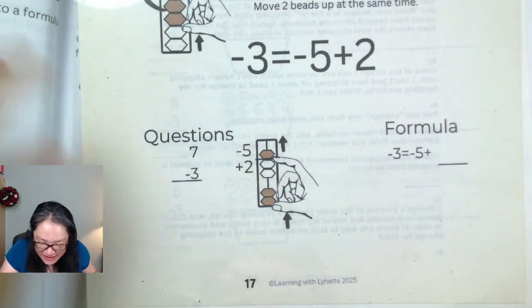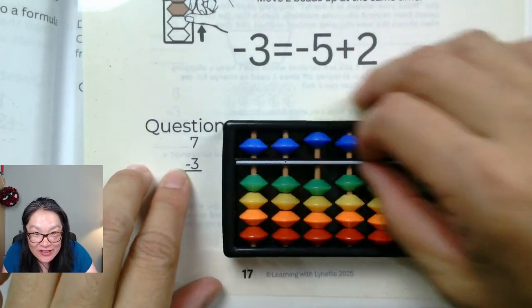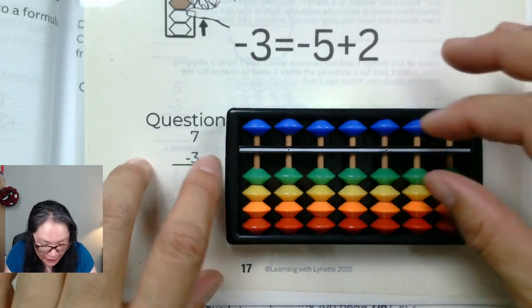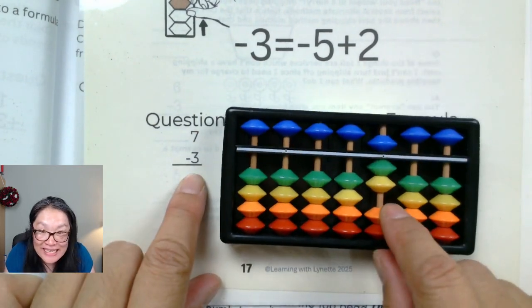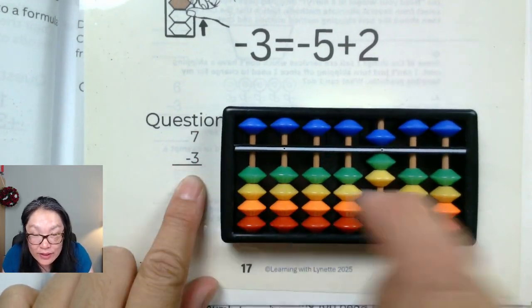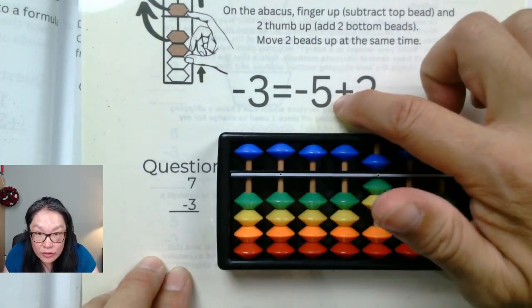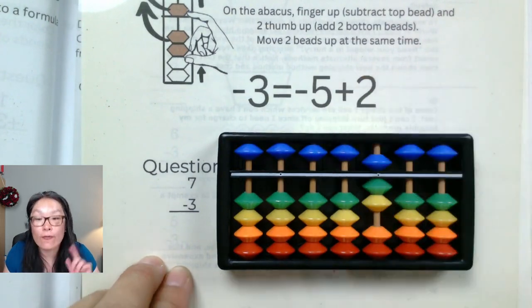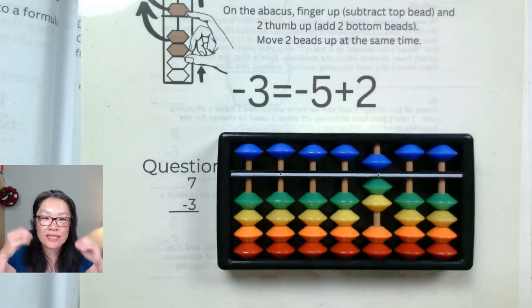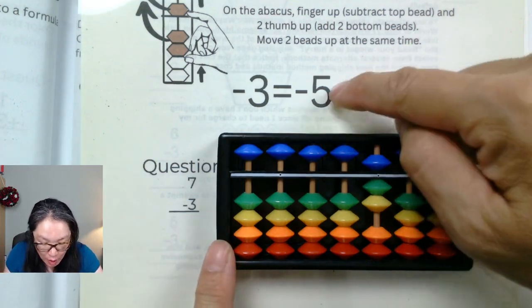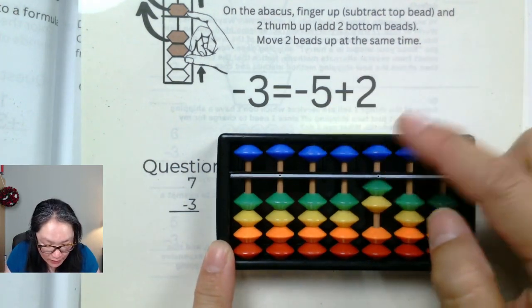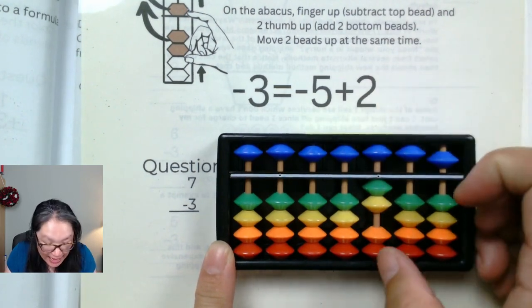So here the question is 7. If I have 7 on the abacus, I want to minus the 3. I cannot take away the 3. What do I do? To minus the 3, I need to remember this formula. It's a formula, and it tells us how to do it. So all I got to do is minus the 5. So I take away the 5, and I plus the 2, and I add the 2.